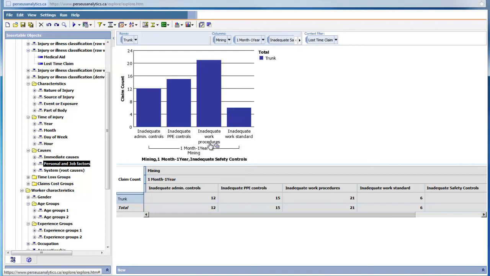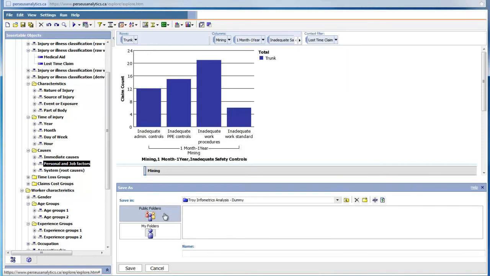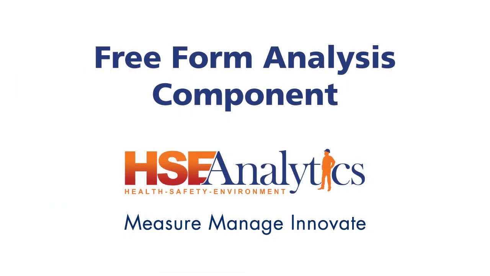So, use of the free-form analysis component has allowed the stakeholder group to investigate an issue on the fly. During our meeting, all participants will have had an opportunity to participate in each step of the investigation, ensuring buy-in to the conclusions reached. At this point, the investigation is saved to a public folder, accessible by all stakeholders, to enable review and further exploration.